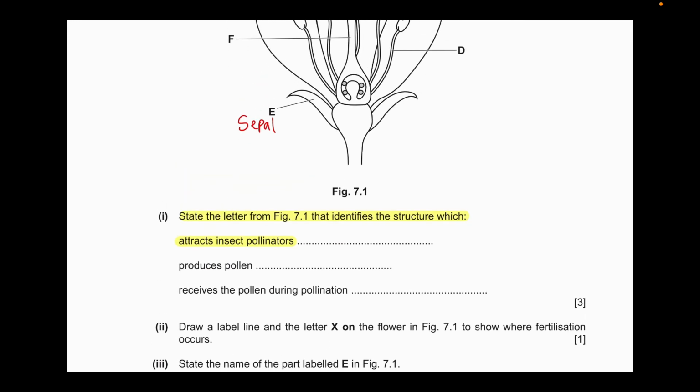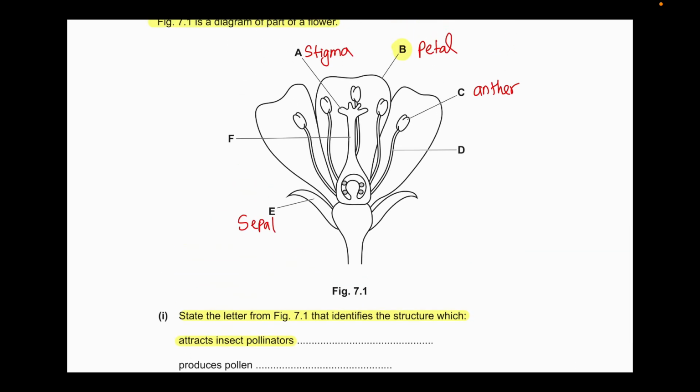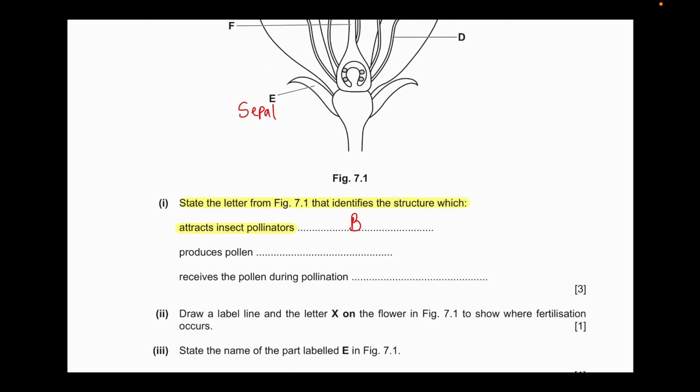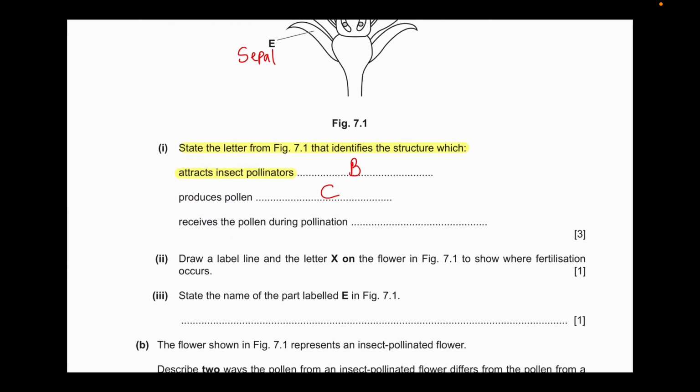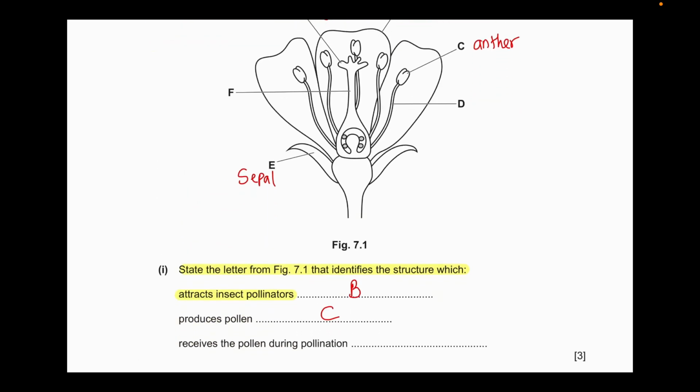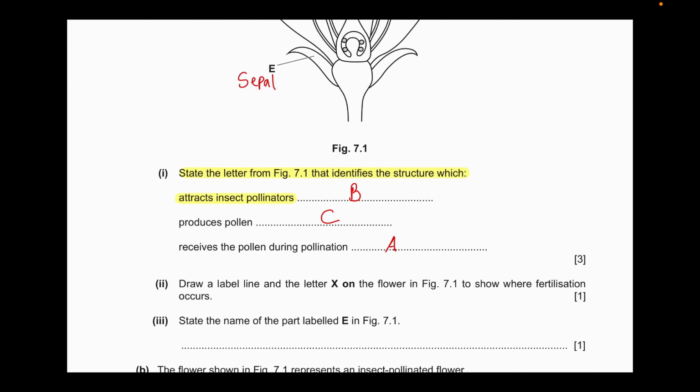Attracts insect pollinators. Insect pollinators are attracted by the petals, so B. Produces pollen. Anther produces pollen, so anther is C. Receives the pollen during pollination. Obviously, stigma receives the pollen, so A.